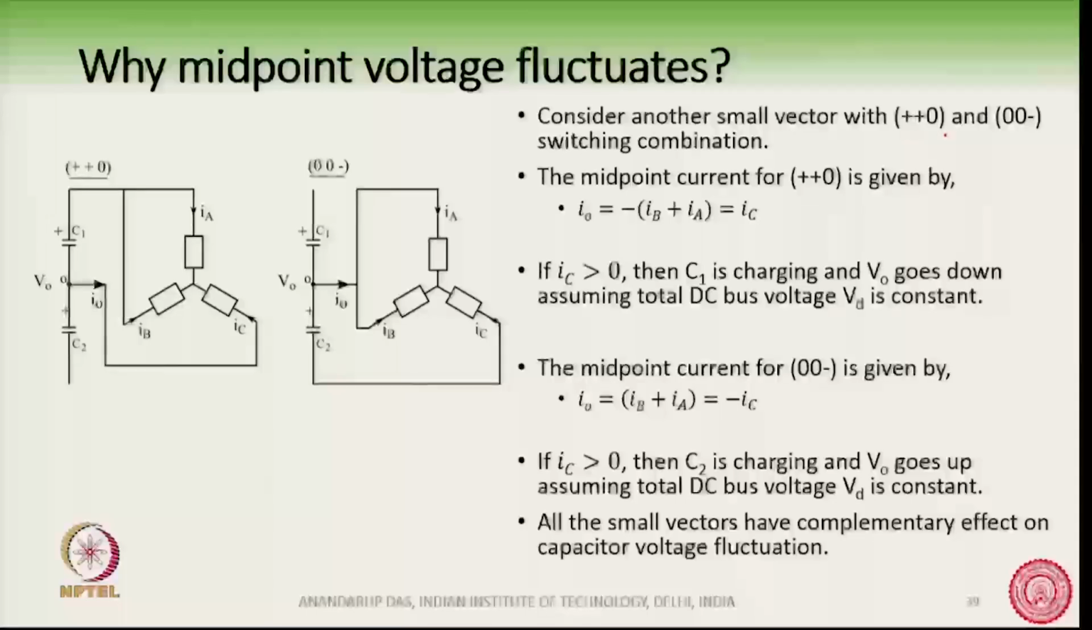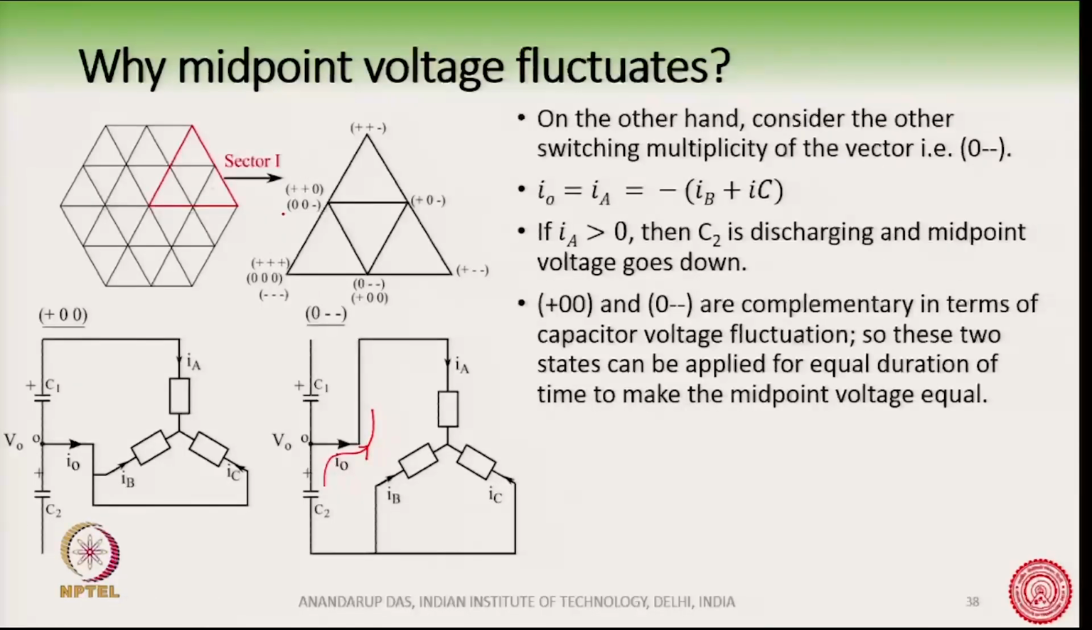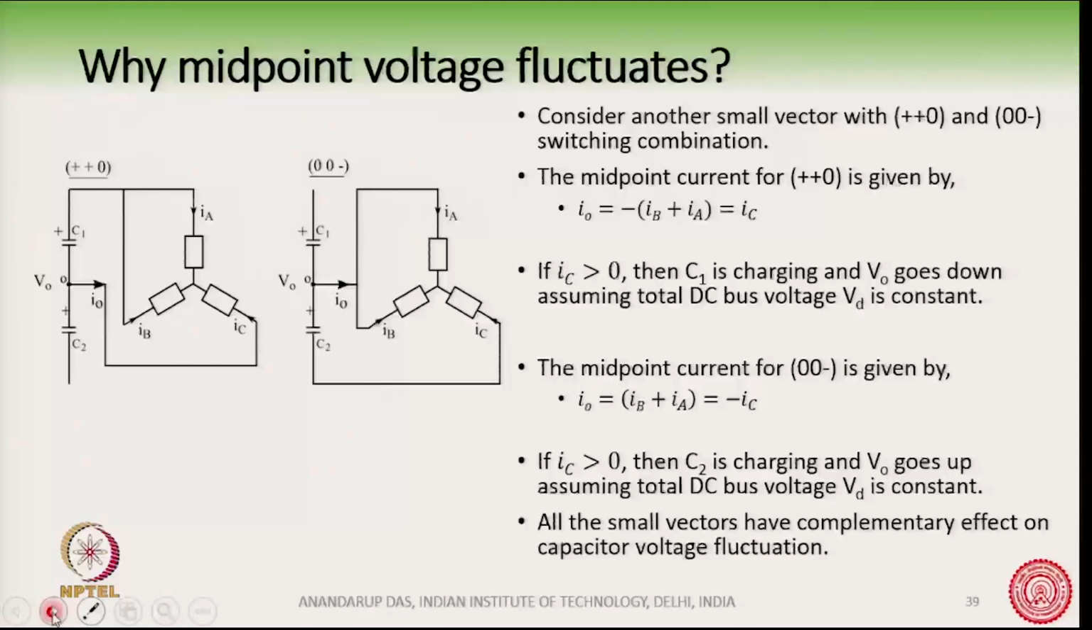Let us consider another small vector with plus plus 0 and 0 0 minus combination, this vector here. So, let us see what is the effect of this vector with these two switching multiplicities on the midpoint voltage.